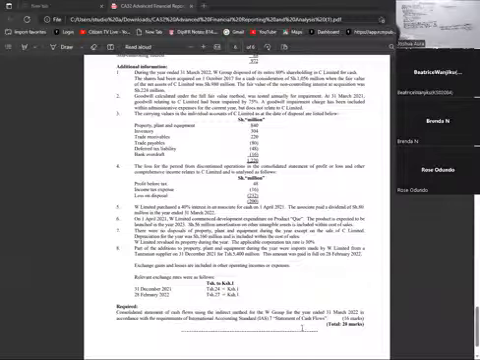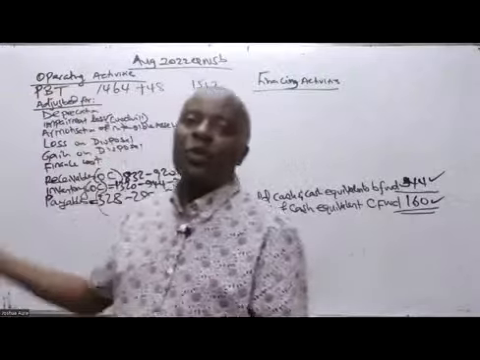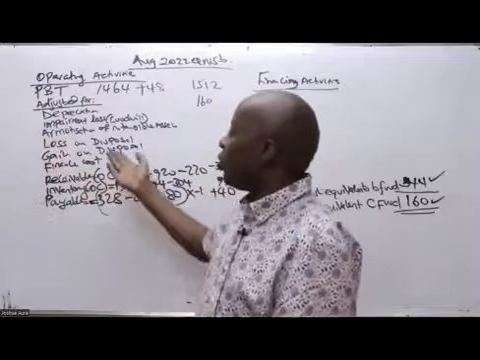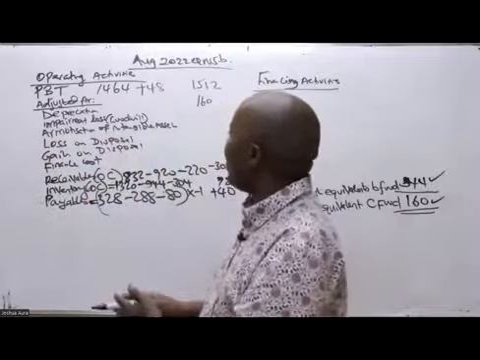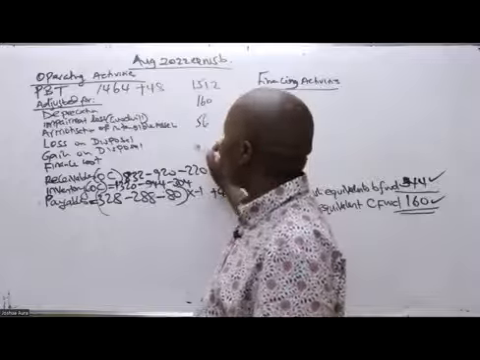Remember, these are what here? Non-cash items, and yet we are doing a cash flow statement. So you have amortization of intangible assets. You come and put what here? 56.